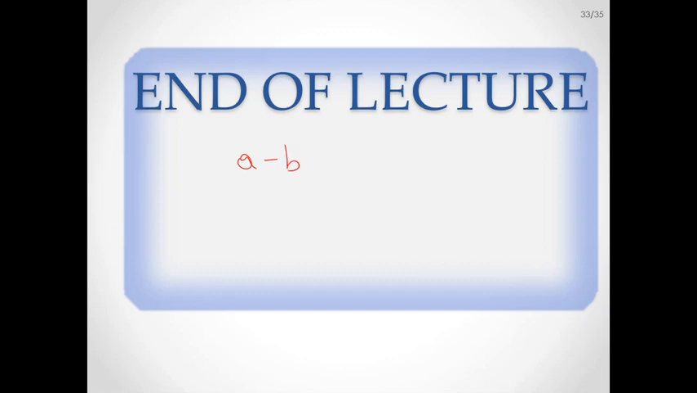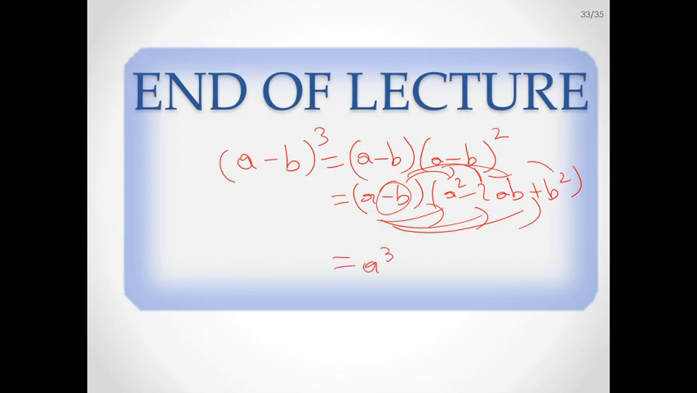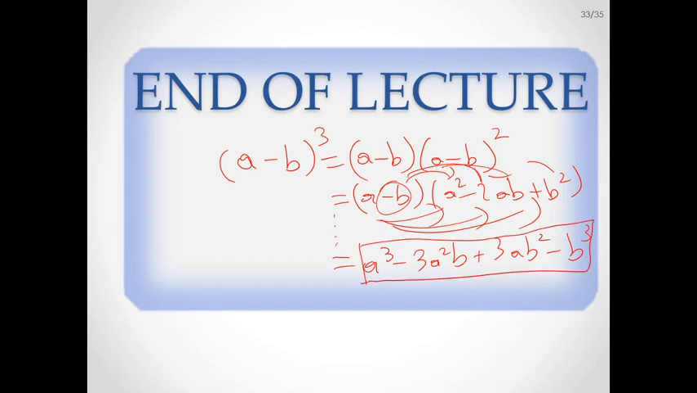A minus B cubed. That will be A minus B times A squared minus 2AB plus B squared. Then you can multiply, and at the end you will get A cubed minus 3A squared B plus 3AB squared, and then minus B cubed. You do the job here, but the answer will be this.